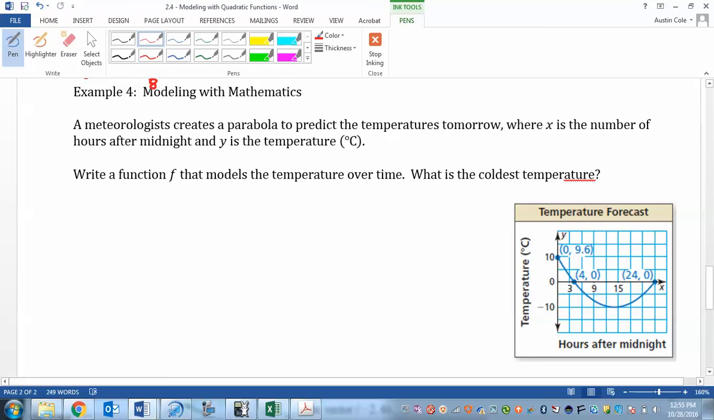So it says write a function f, or f of x, that models the temperature over time. So if I look at my graph, I'm given a point which is (0, 9.6), and then I'm given my 2 intercepts. So we're going to use intercept form. So y equals a times (x minus p)(x minus q). Hang with me here. This one and one more, which is pretty straightforward. So what's my p value here?